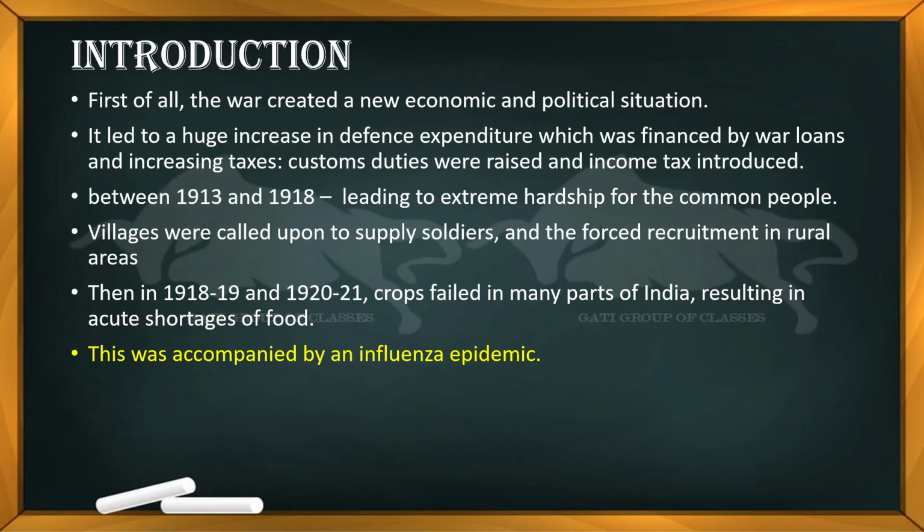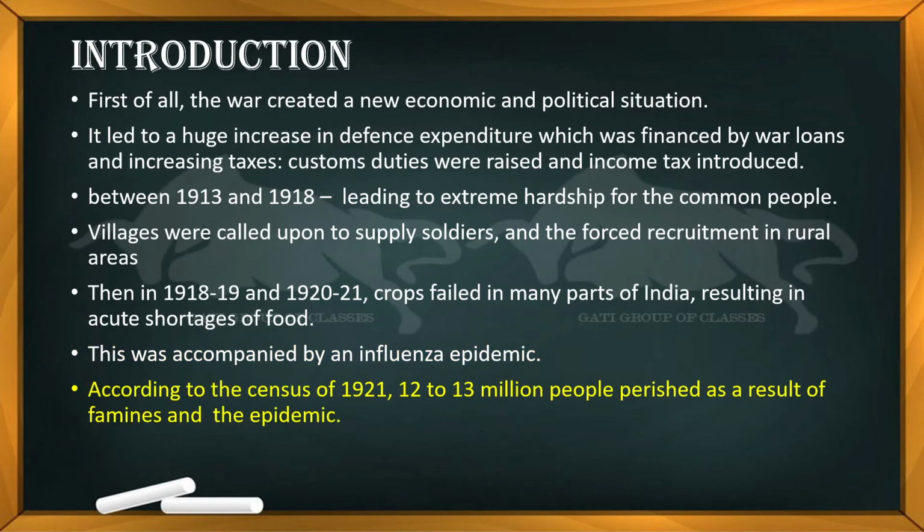Another thing is the influenza epidemic. A disease started at that time. According to the census of 1921, there were around 12 to 13 million people who perished because of the war, because of the epidemic, because of these problems. So these were the problems that the people were facing at that time, in the particular time period of 1913 to 1918.